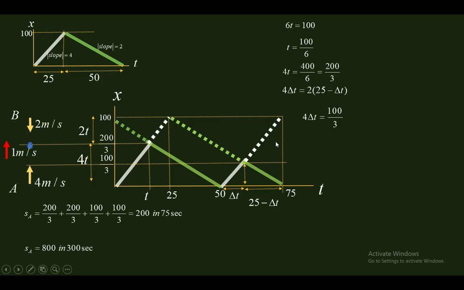And similarly, we can find the distance covered by B. So that will also come out 800, the same distance. Okay.